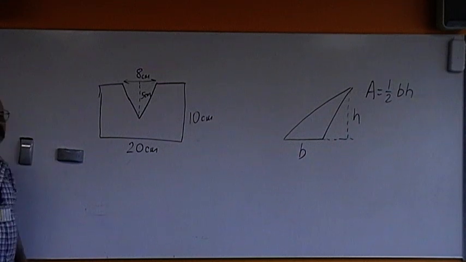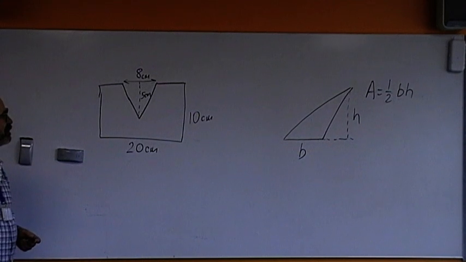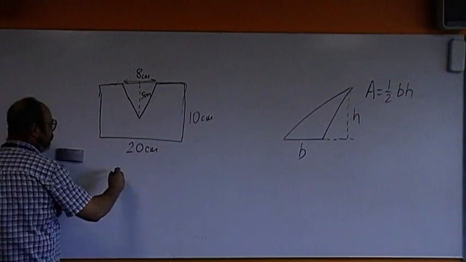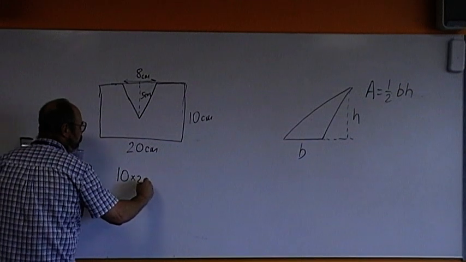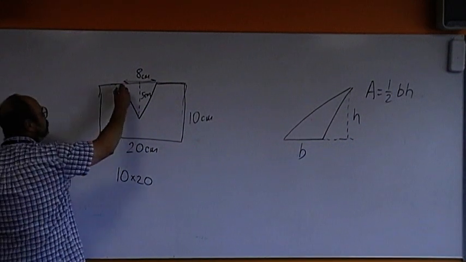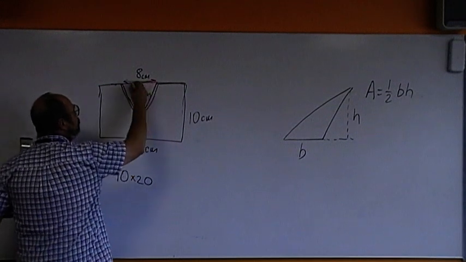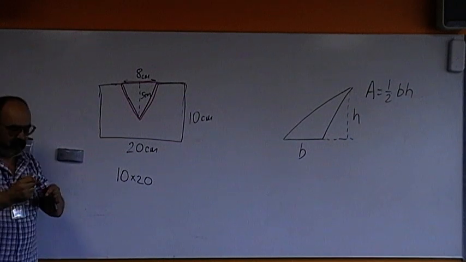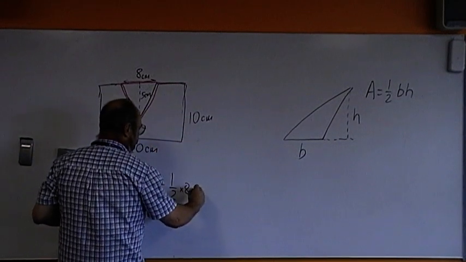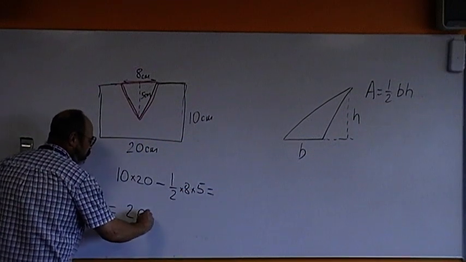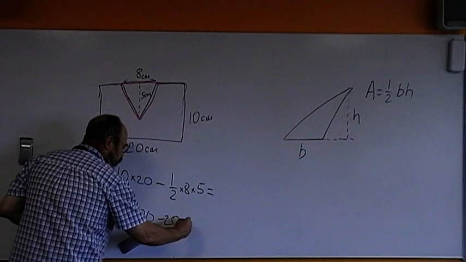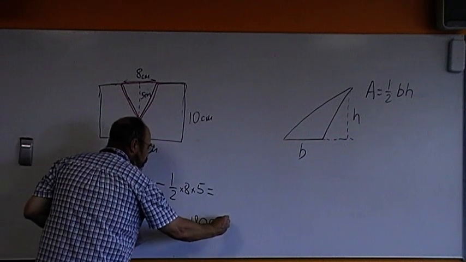First, you can do 10 times 20. So first we find the area of the whole rectangle. Then we minus the area of this triangle, because that triangle was cut off, taken out, like a cake. So minus 1/2 times 8 times 5. 10 times 20 equals 200. 8 times 5 is 40, divided by 2 is 20. 200 minus 20 equals 180 centimeters squared.